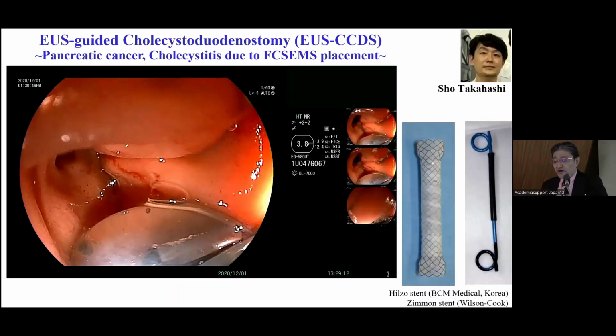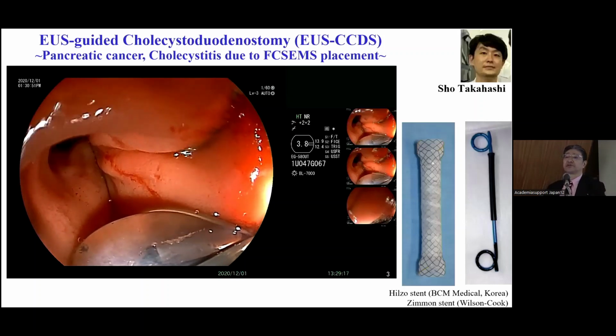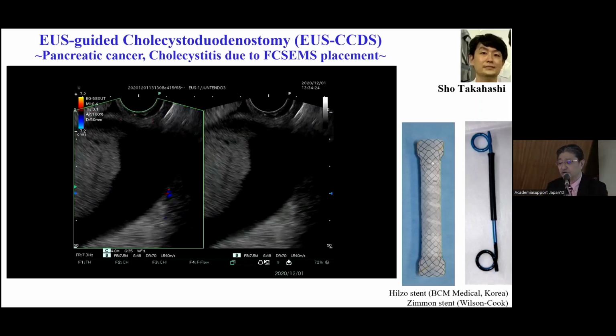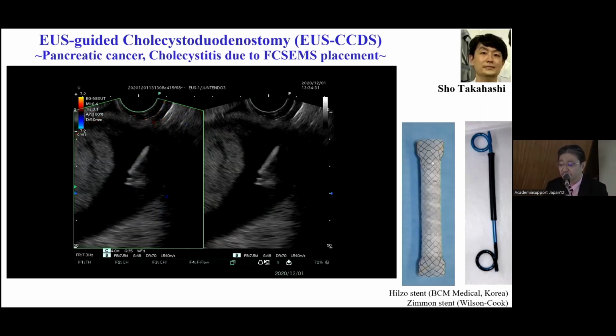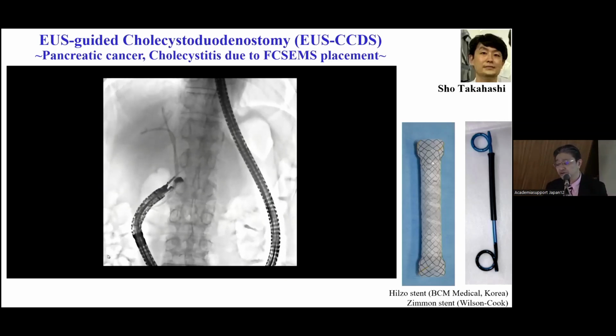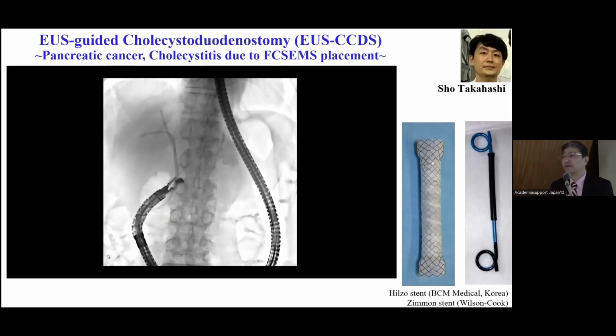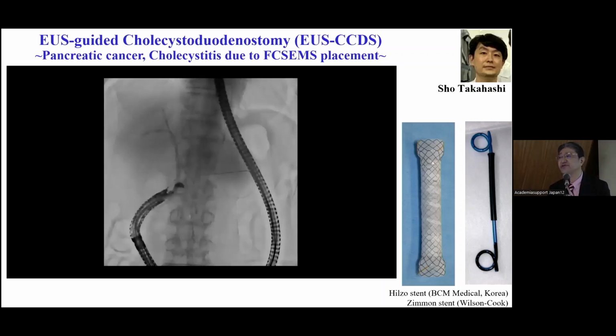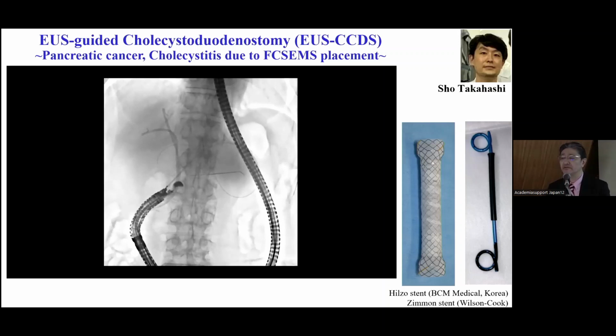This is also gallbladder drainage, so-called ESGBD. But the procedure name should be EUS-CDS, cholecystoduodenostomy. Maybe many doctors only use ESGBD, but same as EUS-HGS and CDS, we should call it EUS-CDS, cholecystoduodenostomy, or cholecystogastrostomy.